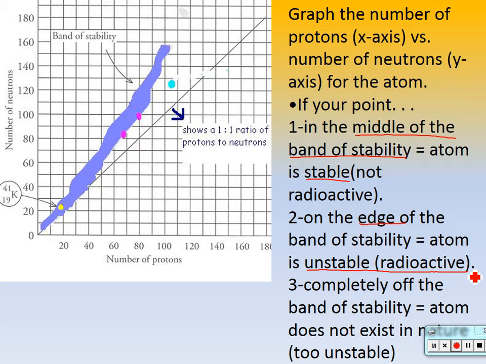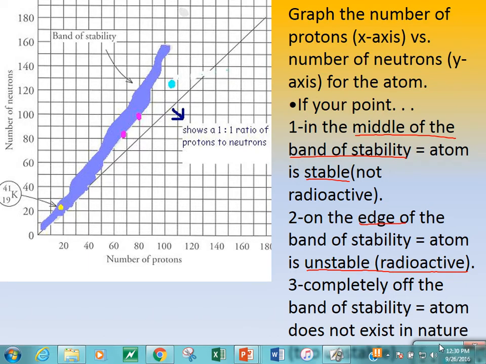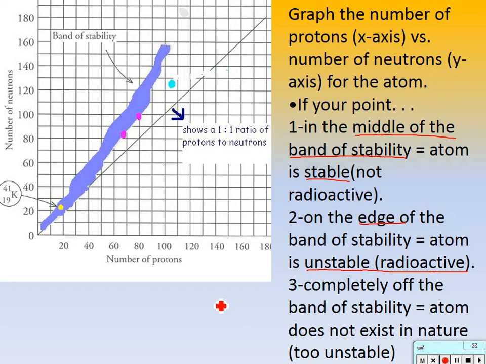All right, so let's talk about the third condition. What if you plot your point and it's completely off the band of stability, like this turquoise dot right here? What would that mean? It's never existed. Good. It means the atom doesn't exist in nature because it's too unstable. If it formed, it would just break apart in milliseconds. So if it's completely off the band of stability, it's too unstable to exist in nature.